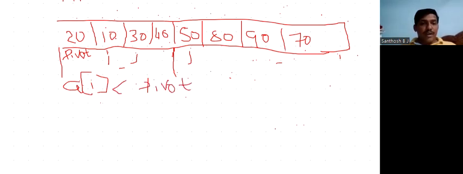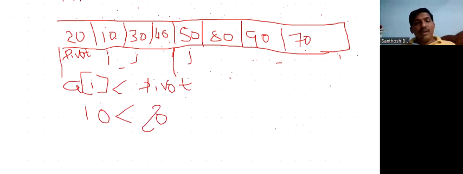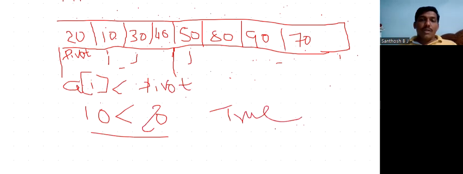What is the value of I? 10. What is the pivot value? 20. So obviously 10 is less than 20. The condition is true. If the condition is true, increment the I value. I is incremented to here. I and j are in the same place now. So once again check the condition.